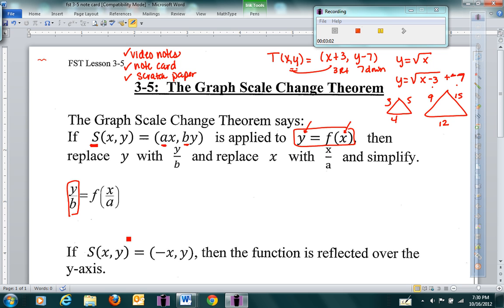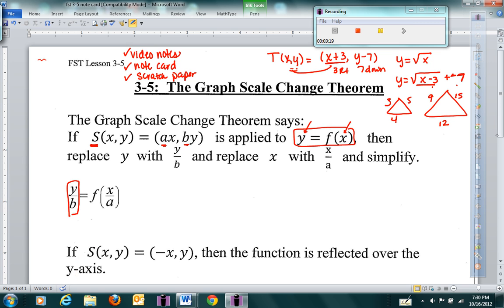Now, you might think, well, that seems confusing to me. I don't know why we're dividing. Well, that's because when you go from the rule to the grouping symbol, remember when we were doing the horizontal translation? We had to do the opposite, didn't we? Well, that was an inverse operation. Adding 3 and subtracting 3, those are inverse operations. Well, the inverse of multiplying is dividing, so that's why we're going to do dividing there.